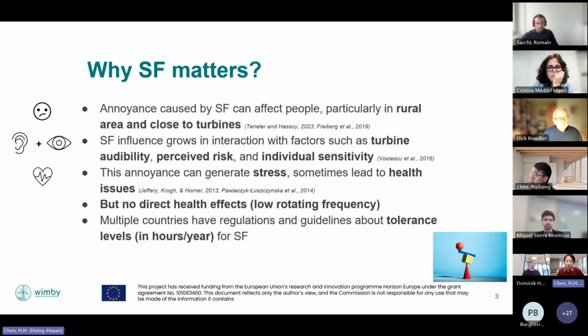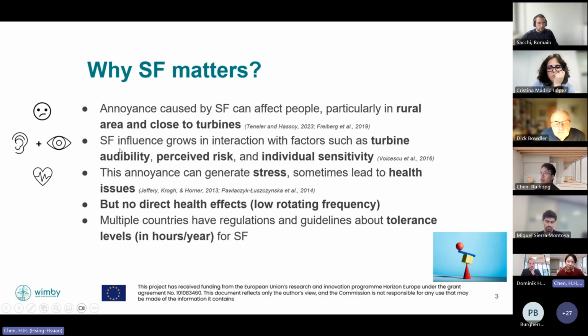Why does this matter? Because the annoyance caused by the shadow flicker can affect people, particularly in rural areas. If you are closer to the turbines, because there are fewer buildings or artificial structures in the surroundings, then the shadow also casts on you for a longer period of time.